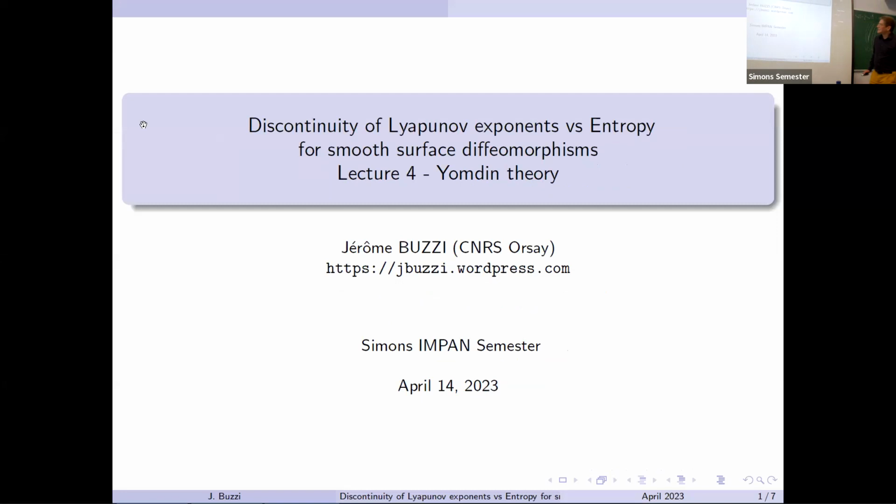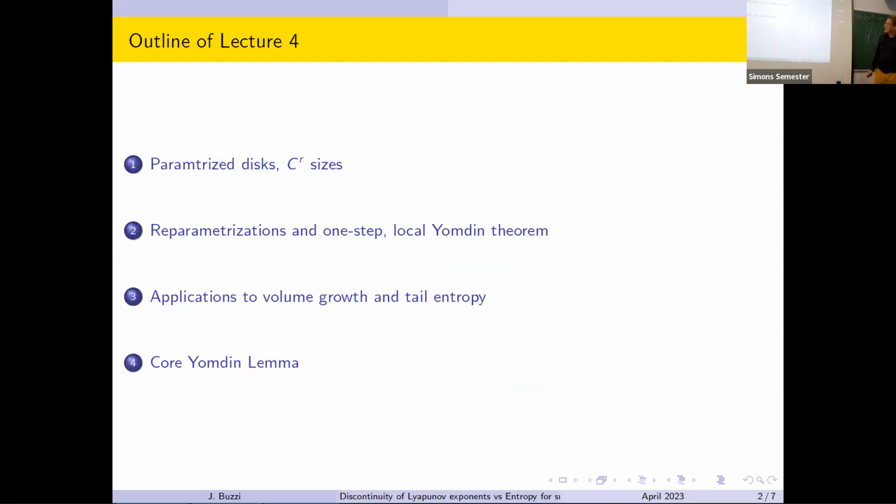Okay, so that's the next part. What I want to do here, because I will need it to prove our main theorem, is to explain Yomdin theory. And actually, you can be quite complete when we restrict ourselves to curves, which is what we really need for our theorem. So I will introduce the basic objects in Yomdin theory: when you look at parameterized disks, you need to define what is the C^r size of a map or of a disk. Then we explain what a reparametrization is, and when it is good.